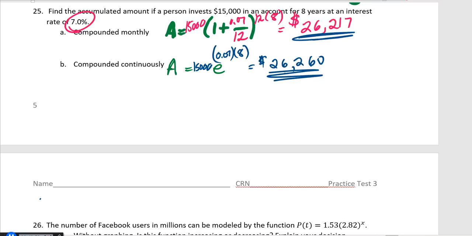And if this worked the other way, if you were borrowing money, you can see why the banks like to compound continuously. They're going to be making more money.